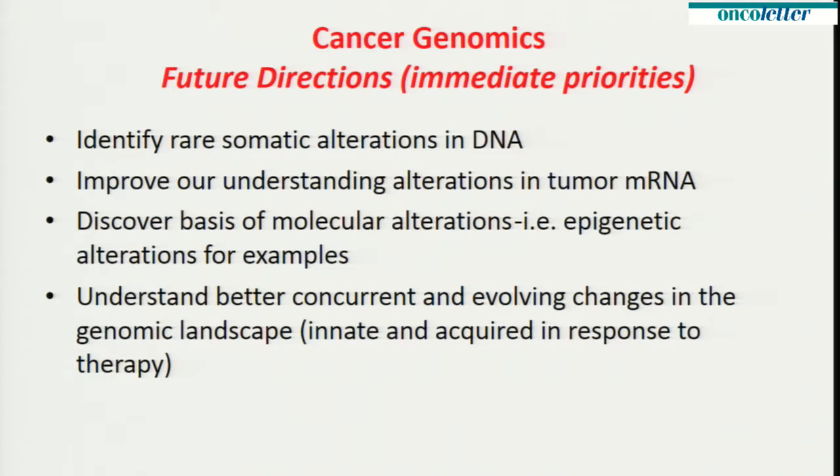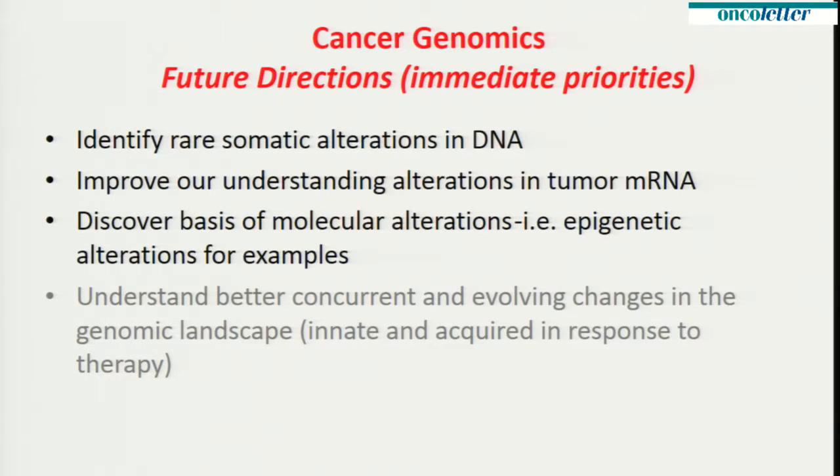What have we learned from all these things? And what do we have to learn as we go along? I would say that the key thing, a very immediate priority for us, is to find the rare mutations. I told you that in nearly 80% of lung adenocarcinoma, we know what's driving this cancer. What about the next 20%? That's still a very large number, considering how common lung cancer is.